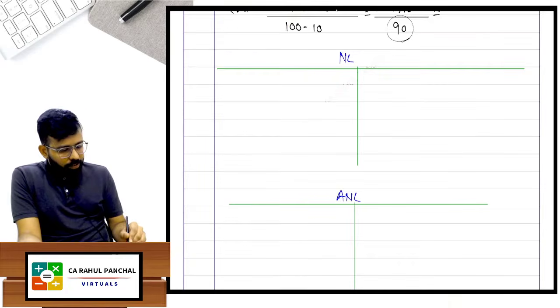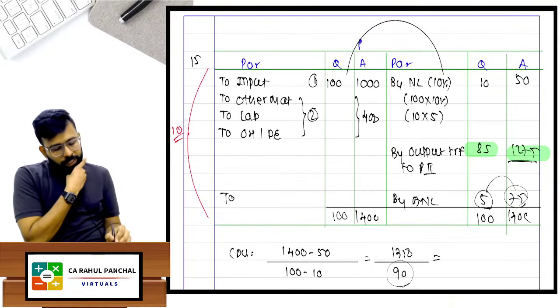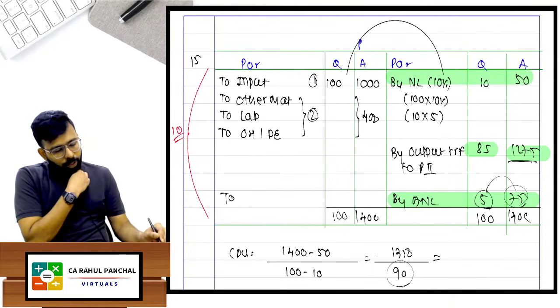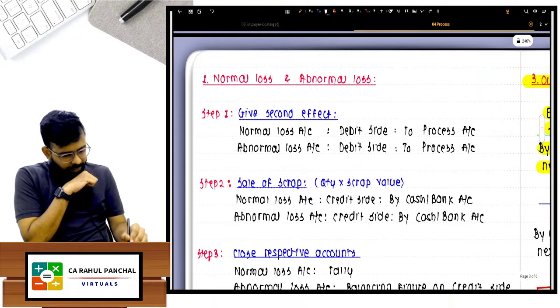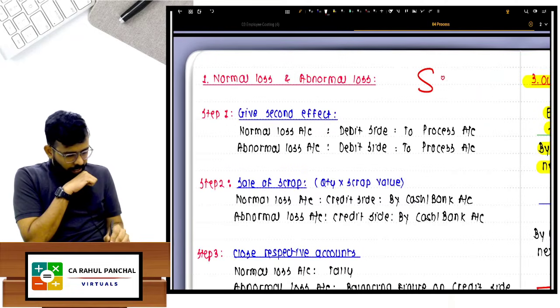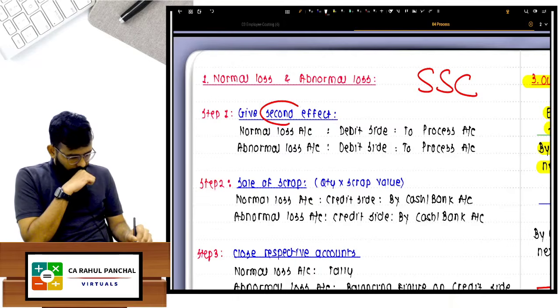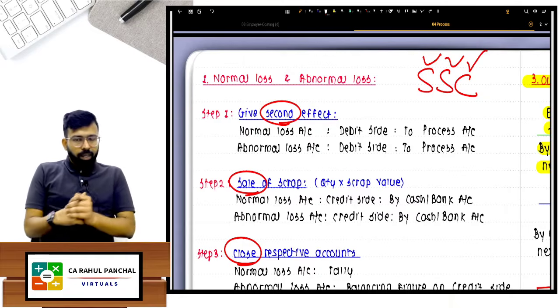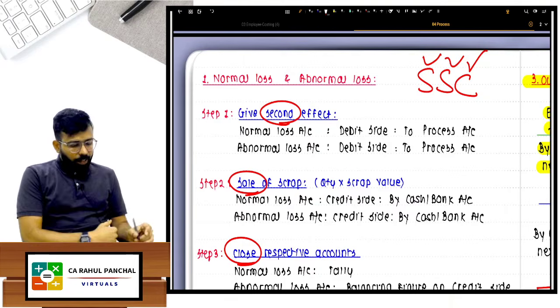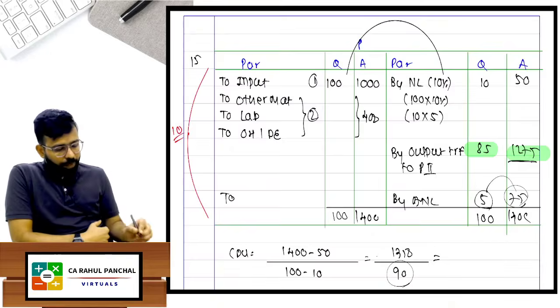So in this question, there is a normal loss and an abnormal loss. Step number 1: the steps are written, you don't need to follow them, but still give the second effect. Step 2 is the sale of scrap, and then close. So SSC, there are 3 steps. Understand? First, the second effect, which is quite easy.